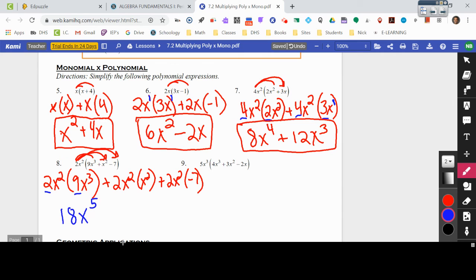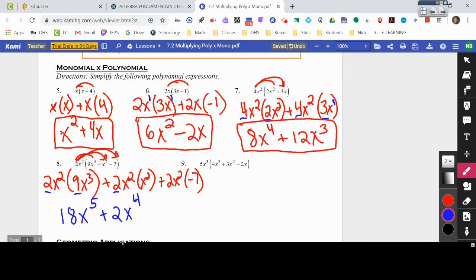All right, and then I've got to do the same thing here. I've got this 2x squared times another x squared. Well, my only big number is this positive 2, and then I have an x squared times another x squared. So I'm going to add up those two little exponents to get x to the fourth power.